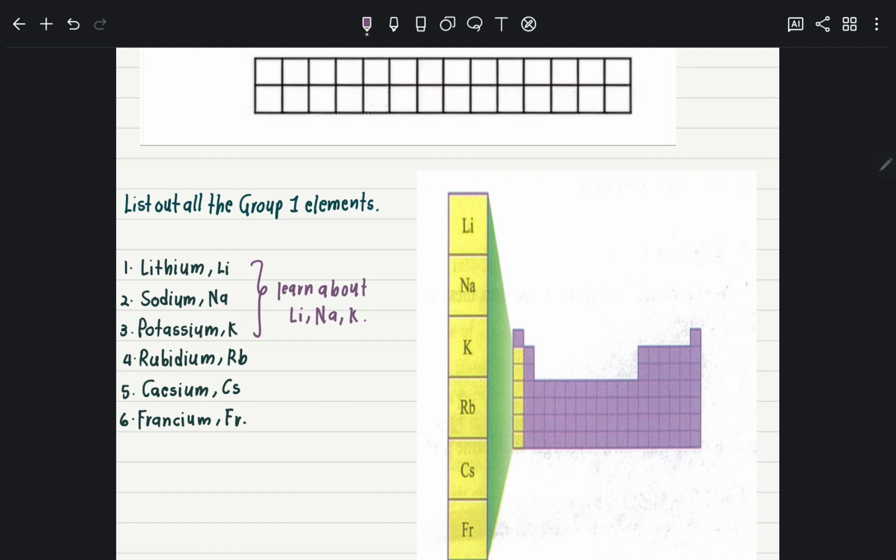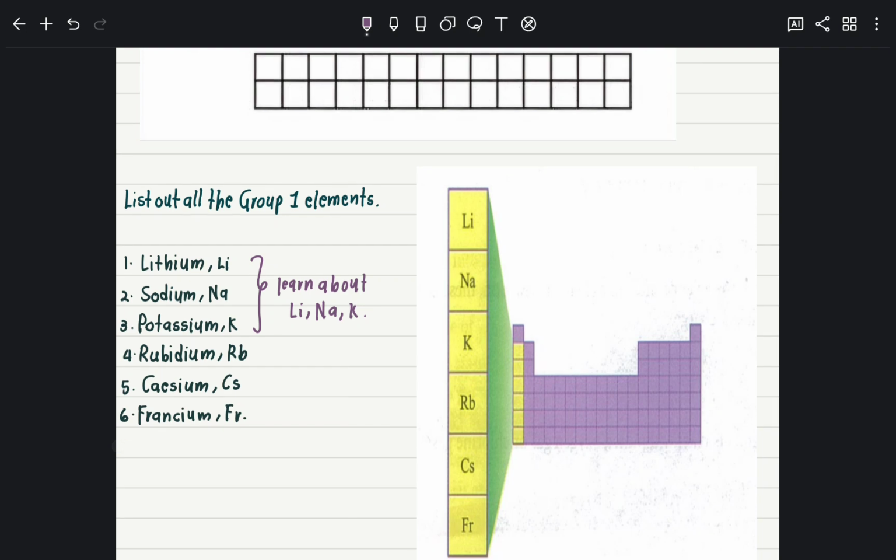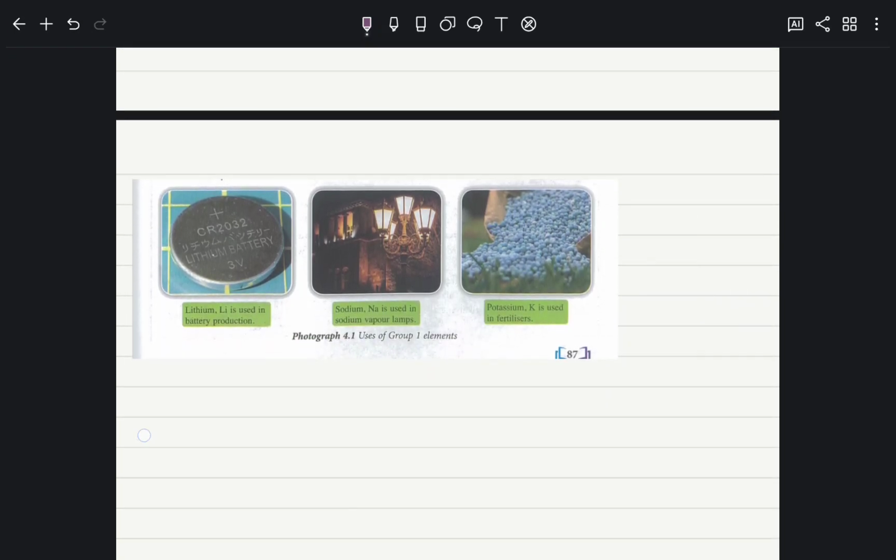You should know the proton number for lithium, sodium, and potassium. Then you should know how to write the electron arrangement for lithium, sodium, and potassium. Understood? Okay, now we jump to this part.